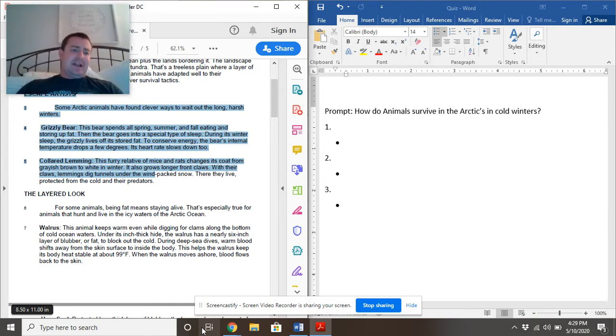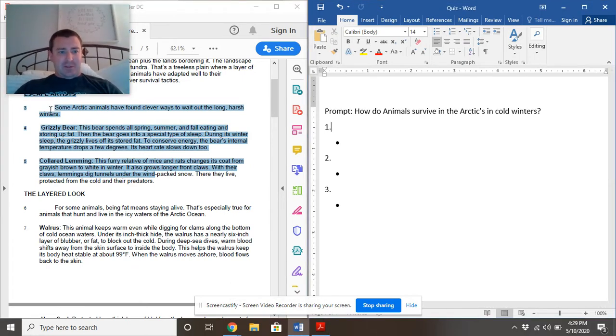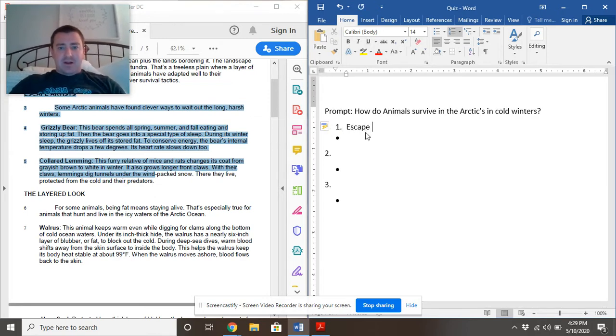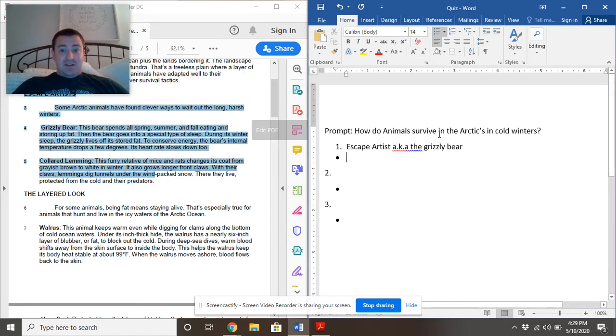Okay, so again, your writing is going to look different than mine, but for my first example, like we said, we're going to look at paragraphs 3, 4, and 5, and I'm going to write about the escape artist, AKA the grizzly bear. Now, here's where I'm going to expand on what I mean by the escape artist, the grizzly bear, also known as. I'm going to expand on what I mean by it escapes the cold winters.